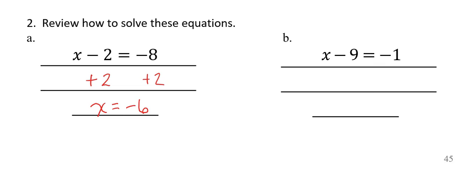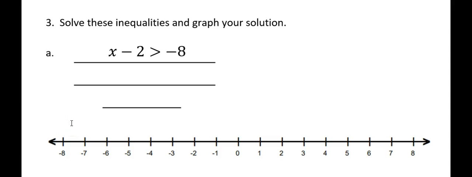In question B, I have x minus 9 equals negative 1. I'll add 9 to both sides, and that means x equals 8. So this is just a review of solving equations because we're going to use basically the same steps to solve inequalities. We'll solve this inequality and then we'll graph our answer on the number line.